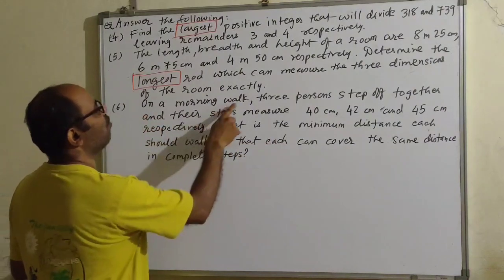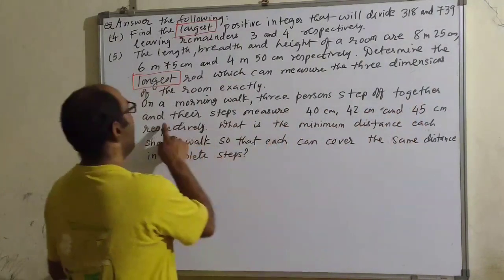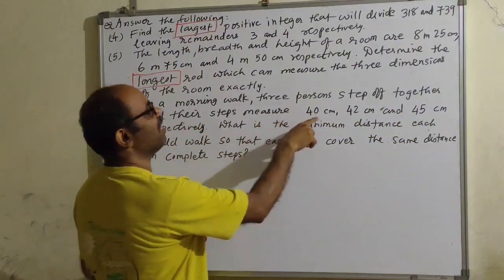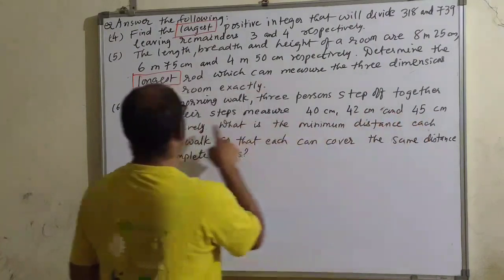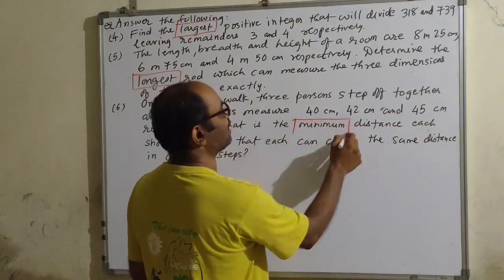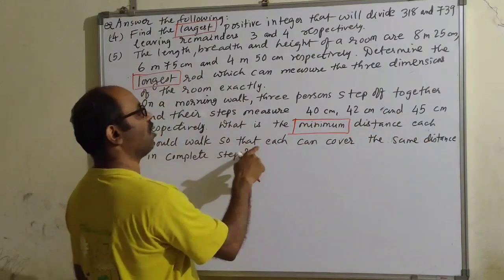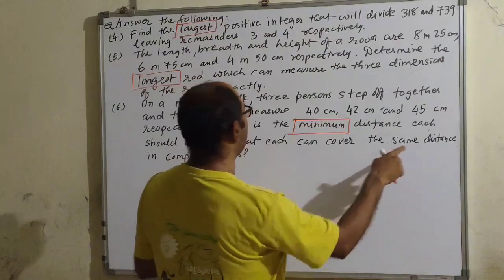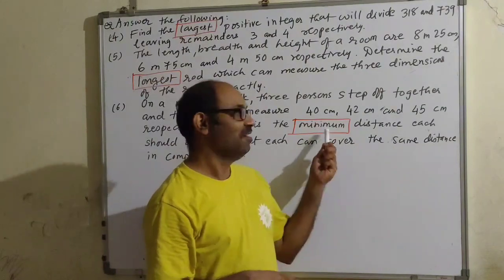On a morning walk, 3 persons step off together and their steps measure 40 centimeter, 42 centimeter and 45 centimeter respectively. What is the minimum distance each should walk so that each can cover the same distance in complete steps?